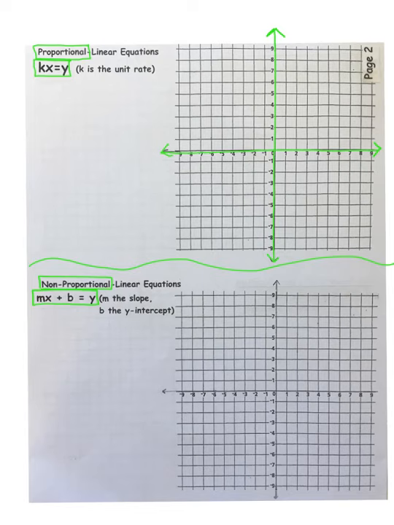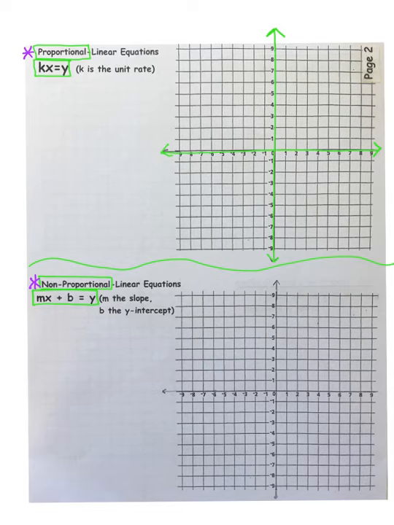Welcome to page 2 of your linear equations packet. For this lesson, we're going to be comparing proportional linear equations and the graphs of those equations to non-proportional linear equations and the graphs of those equations. Let's take a look at our first coordinate plane.